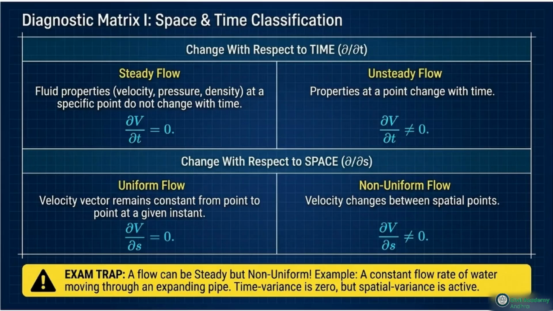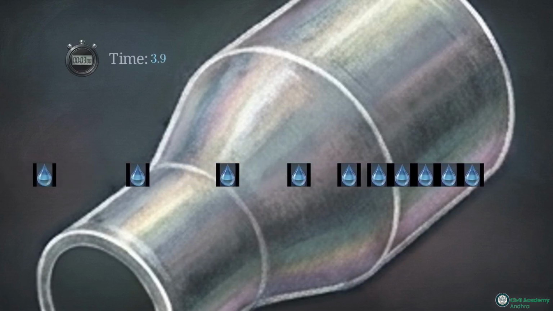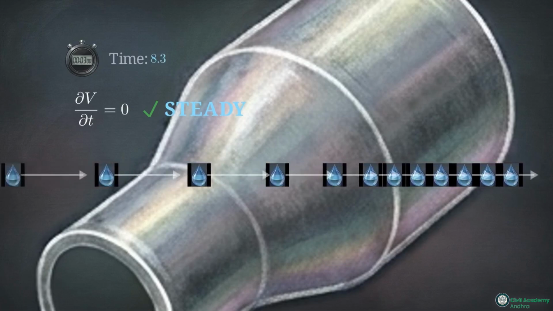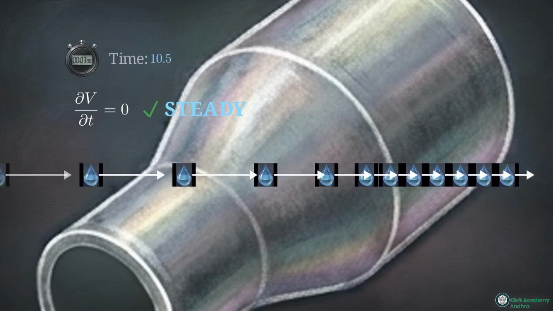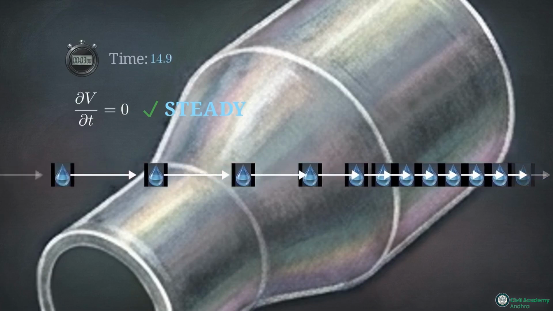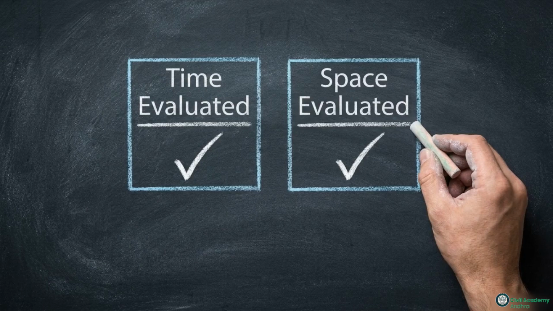The classic scenario is a constant volumetric flow rate moving through an expanding pipe. Let's break down the physics. Because the amount of water entering per second does not change, the time variance is 0, meaning the flow is steady. However, because the pipe geometry expands, the velocity of the water must slow down as it travels forward. The spatial variance is active, making the flow non-uniform. Evaluating time and space derivatives entirely independently is the only heuristic that guarantees survival in high-stakes problem-solving.